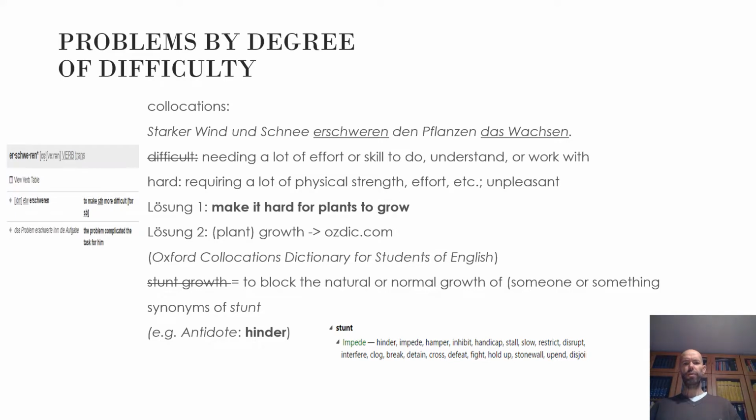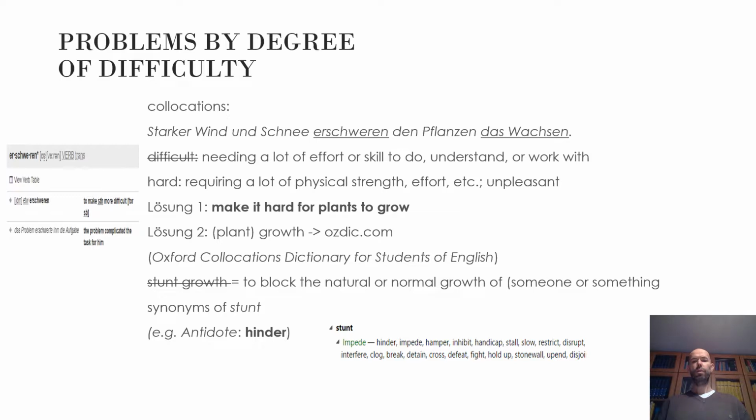What we shouldn't use is what we find in the dictionaries. So "difficult", for instance, is not a good choice here, because to make something more difficult, actually Pons also indicates this, is usually used for people rather than things, objects. Difficult means needing a lot of effort or skill to do something, to understand something, or to work with someone or something.